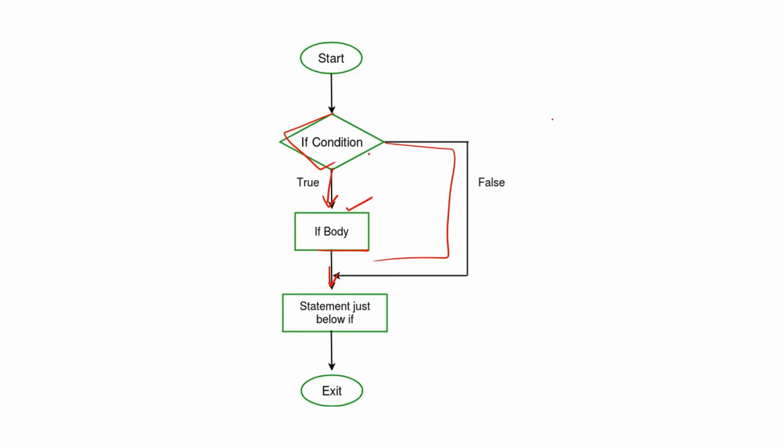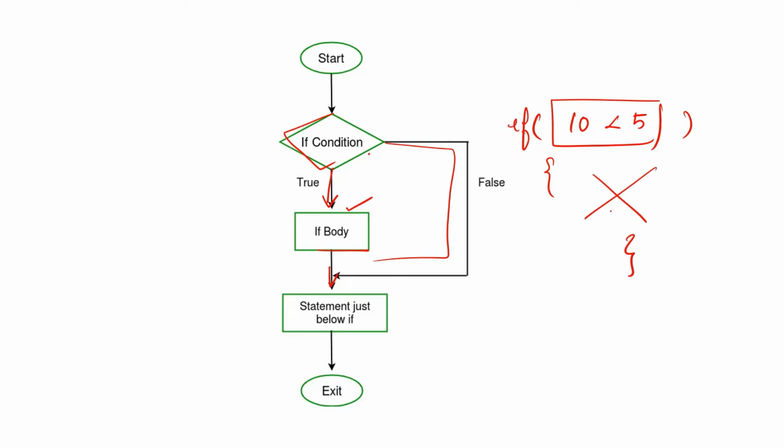For example, if we are giving the condition as 10 is less than 5, we have to check whether this is true or not. We know that this is false. So when this is false, this can't enter inside the if block. It directly goes to this area, which is after this if block.